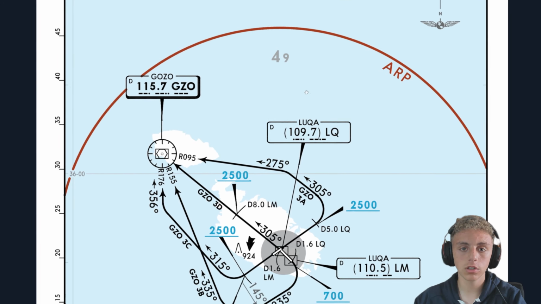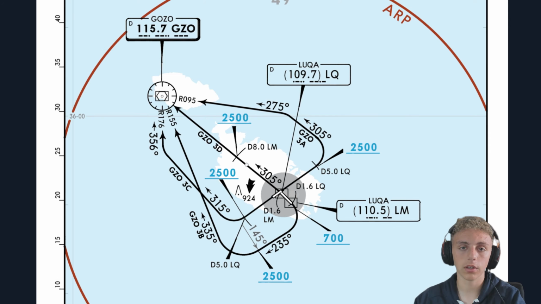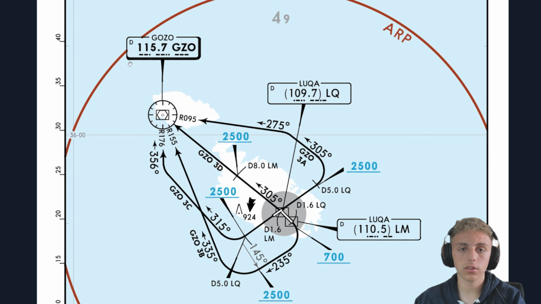Coming down to the plan view section, we are going to see a lot of things. We'll start off by seeing these. These are the VOR. So this is the Gozo VOR over here, which has the frequency 115.7, and its identifier is GZO. So you will see GZO on your MFDs if you tune to the frequency. Now these two over here are ILS stations, which are normally used for approaches.